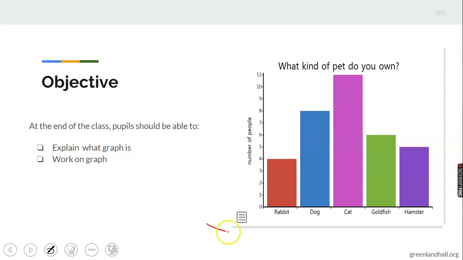You can see the picture of a graph here. Are you seeing it? You can see that there are pictures on it showing us a representation. Now, what kind of pets do you own? We have different kinds of pets: rabbit, dog, cat, goldfish, hamster. You may not understand very well what I am trying to say now, but I will go to the next slide and tell you what a graph is, then as I work on the examples, you will understand better. So come along with me, let's see what graph is.